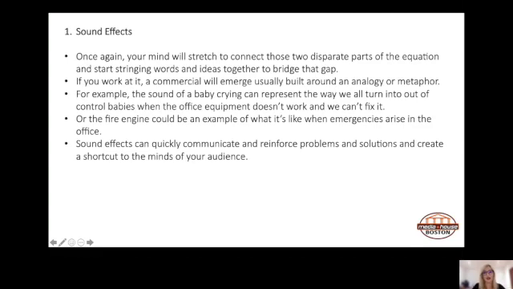Our minds are quite powerful. If you work at it, a commercial will emerge, usually built around an analogy or a metaphor. For example, the sound of a baby crying can represent the way we all turn into an out-of-control baby when the office equipment doesn't work and we can't fix it. Or the fire engine could be an example of what it's like when emergencies arise at the office. Sound effects can quickly communicate and reinforce problems and solutions and create a shortcut to the mind of your audience.